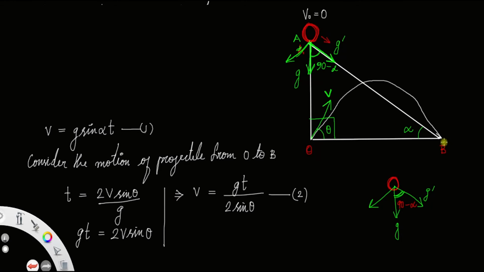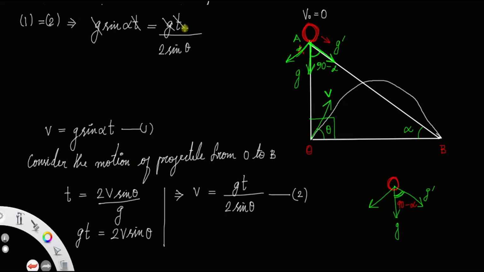You know the velocity at both the points, the velocity of the projectile and the velocity of the ball at the point B remains the same. It is given in the question. So we know equation 1 equal to 2, which implies g sine alpha times t is equal to gt by 2 sine theta. Clear? You can cancel this g and g.